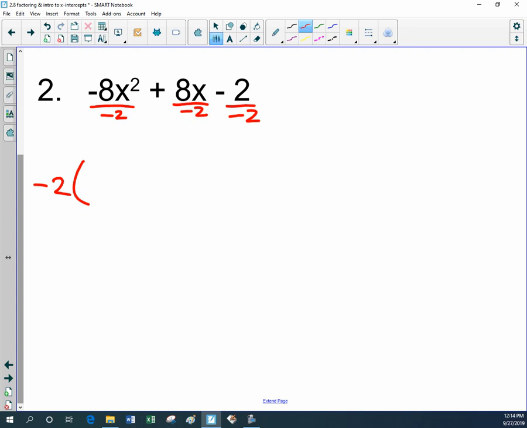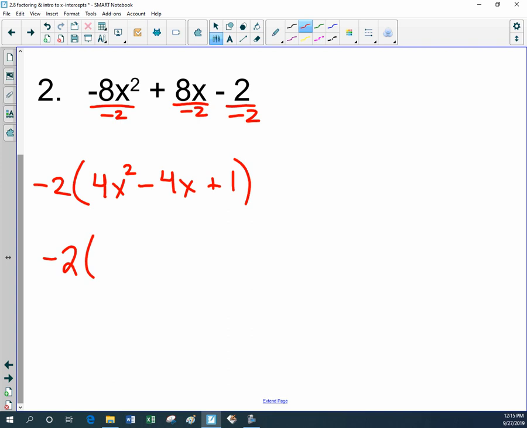Okay, so negative 8 divided by negative 2 would be a positive 4x squared. 8 divided by negative 2 would be negative 4x. Negative 2 divided by negative 2, positive 1.